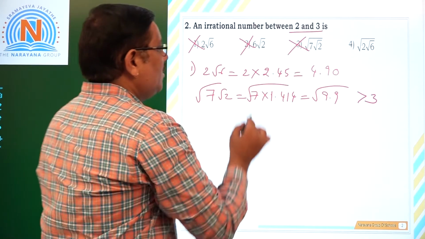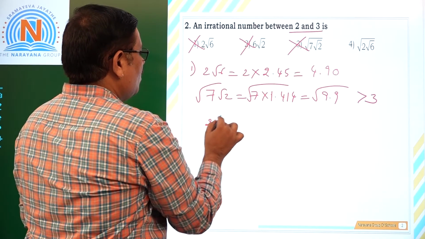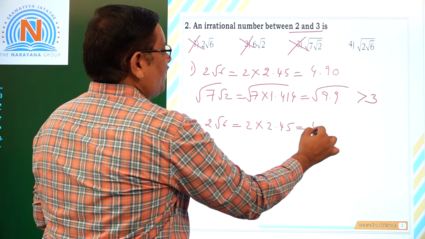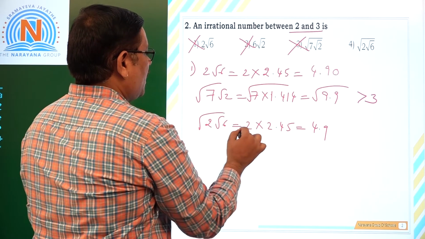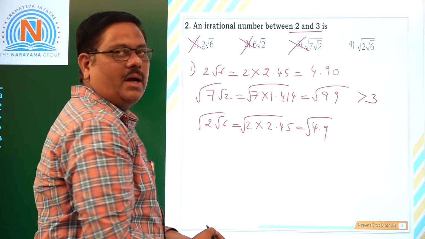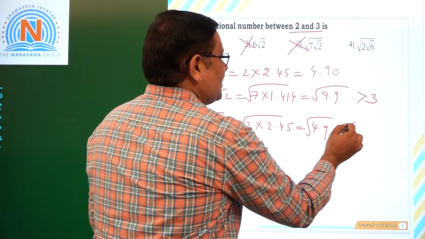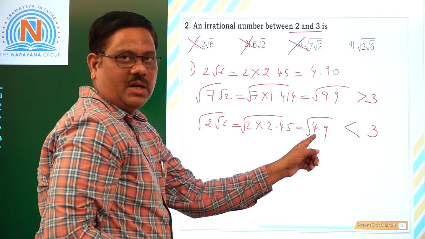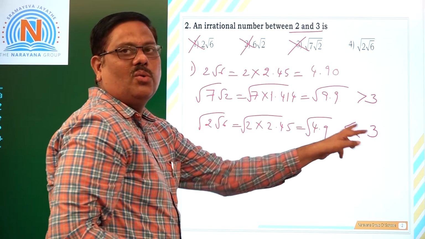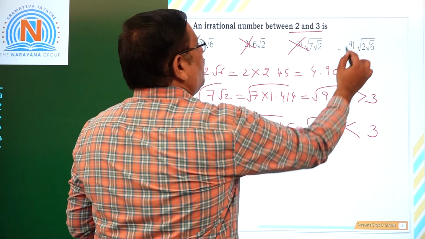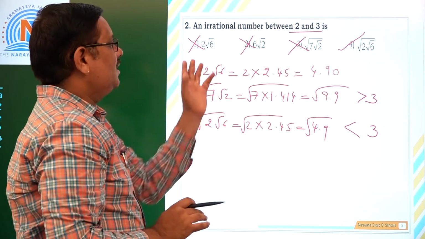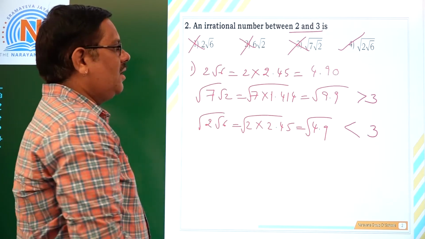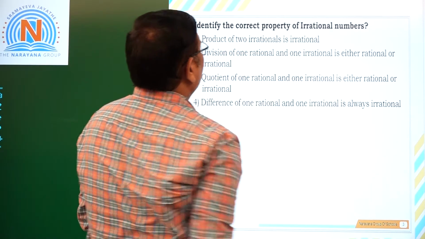If you take the fourth one, root over 2 root 6. 2 root 6 is something like 2 into 2.45. It is something like 4.9. So root over 4.9 is definitely less than root 9, that is 3. It is more than root 4, that is 2. So it lies between 2 and 3. So out of the 4 options, only the fourth option is the valid one, an irrational number between 2 and 3. Okay, now we will move to the next question.